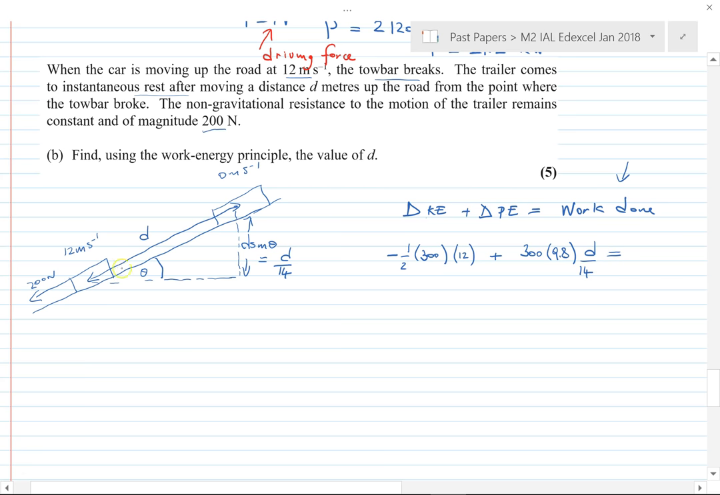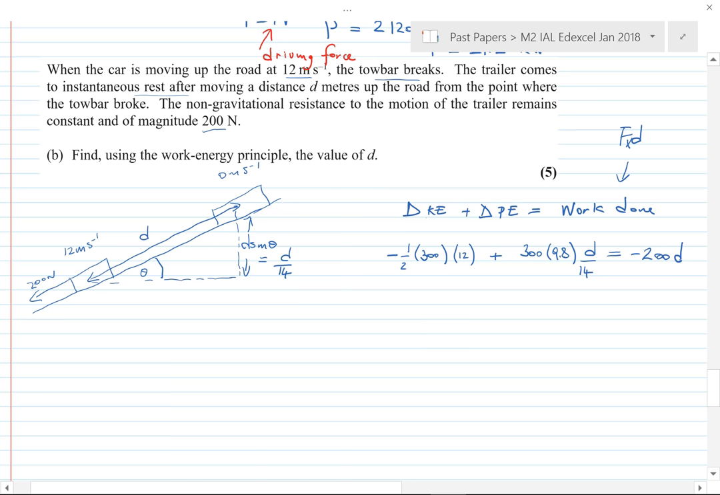And the work done is force times distance. Fd is work done, force times distance it's moved along. But if we're going to use this approach, we've got to realize it's going to be negative because it's taken away energy. If we were talking about a driving force, we would put a positive in for this, and if there were both, we'd put positive for the driving force and negative for the resistive forces. But we've only got the resistive force, so that will be take away 200d.